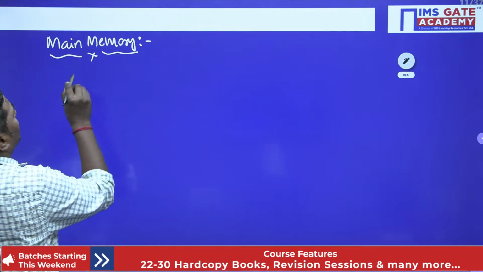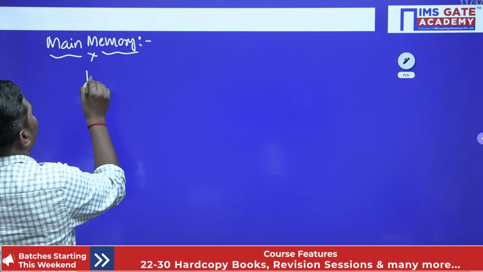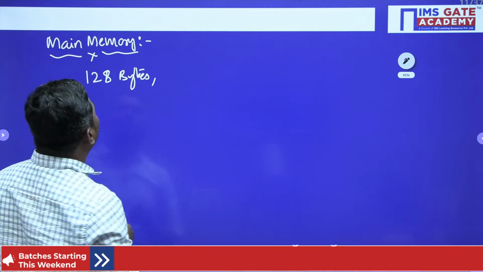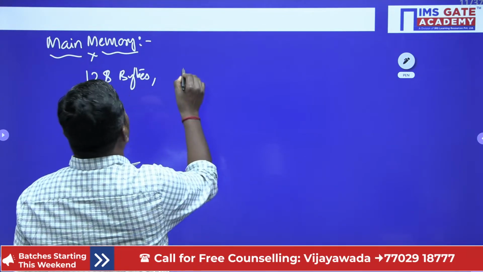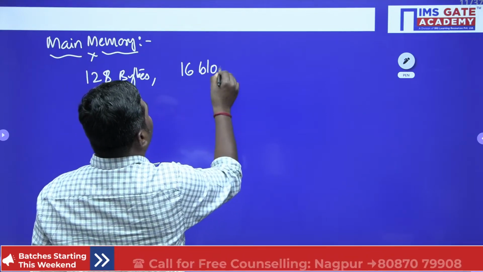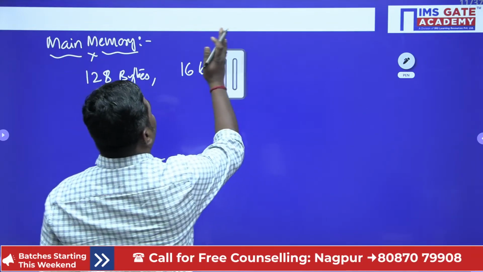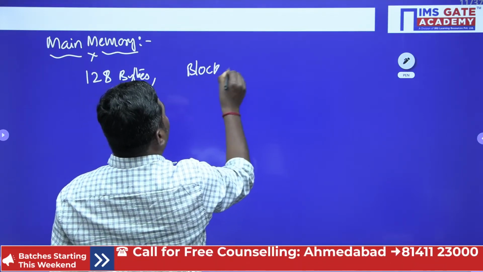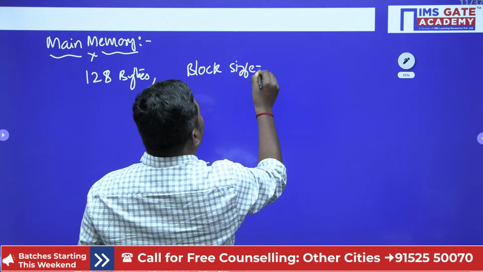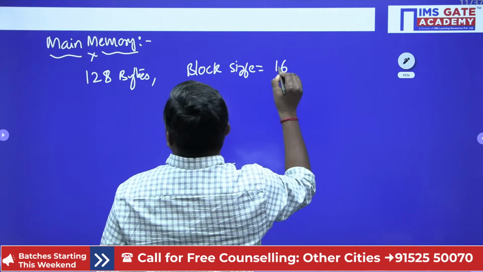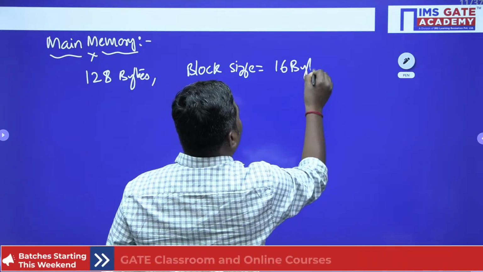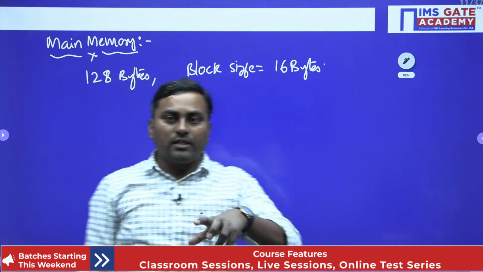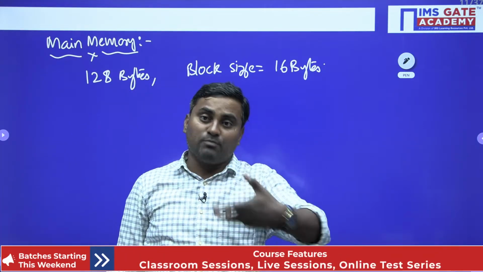So let me take the main memory as 128 bytes. This 128 bytes memory I want to organize into blocks. I am taking the block size as 16 bytes, that is 16 words. Here organization, please understand, means arranging the memory in terms of blocks.